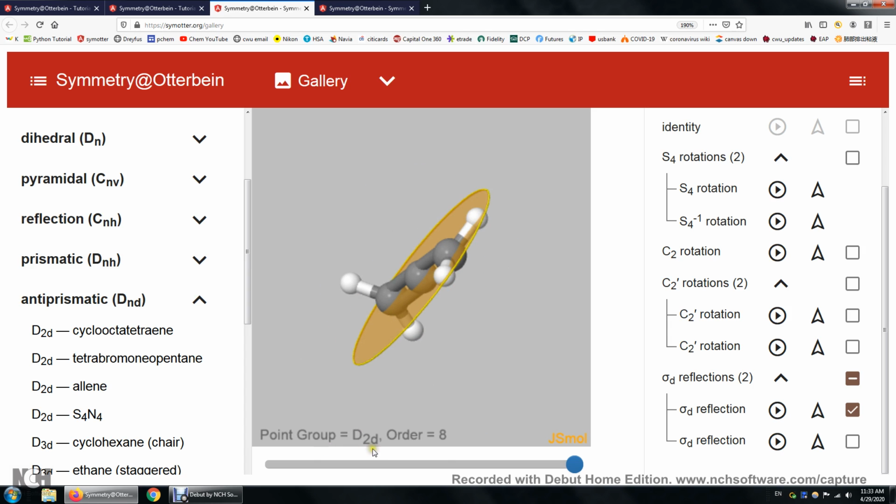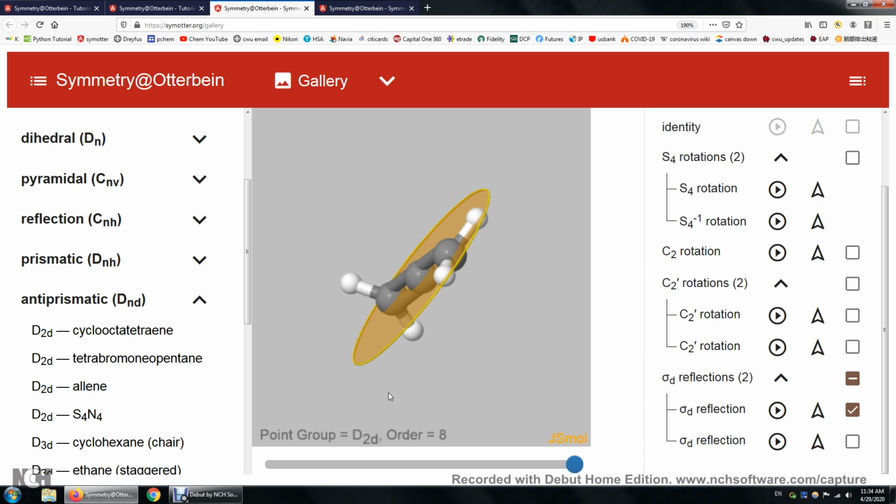D2D point groups first contain a C2 principal axis. This D means there are two sigma D's. This uppercase D, the first letter D, means there are two C2 axes perpendicular to the principal C2 axis. Again, if you look at a point group that's either DN or DNH or DND, that means there's a C sub n principal axis, and there are n C2 axes perpendicular to the principal axis.